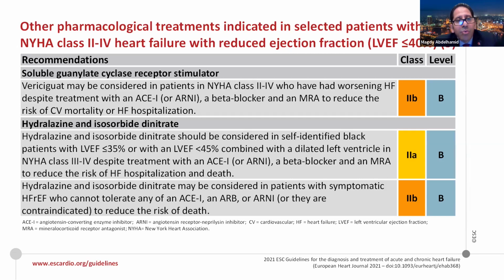So in the VICTORIA trial, which randomized patients to receive vericiguat compared with placebo, the use of vericiguat was associated with significant reduction in the primary endpoint, which was a composite of cardiovascular death and heart failure hospitalization. But they included patients who have worsening heart failure, patients who have recently been hospitalized or have a recurrent hospitalization. So this drug should be given for patients who had worsening heart failure despite treatment with the 4 pillars. This is class 2B recommendation.